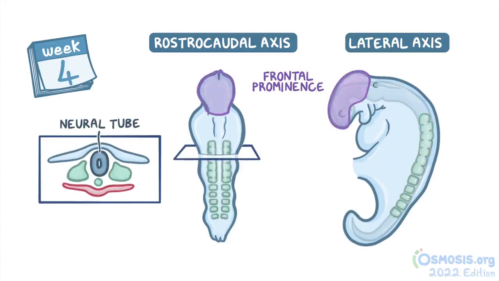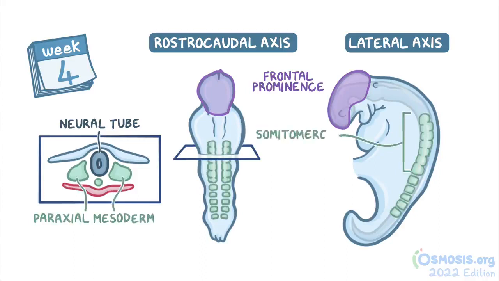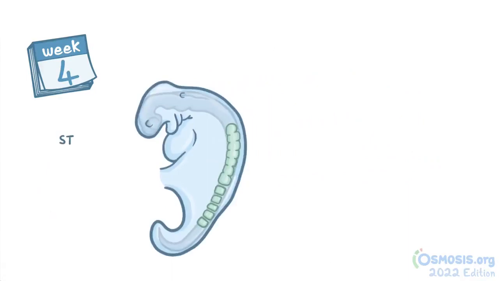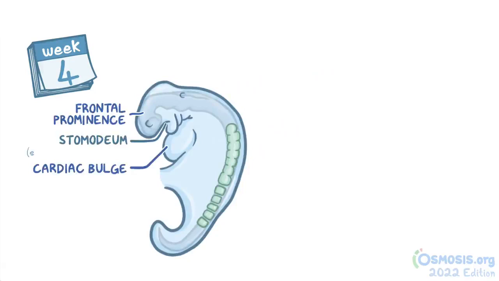Lateral to the neural tube is the paraxial mesoderm, which partially segments rostrally to form somitomeres, and fully segments caudally to form somites, the first in the series being the occipital somites. At this point, a small pit called the stomodeum forms between the frontal prominence and the developing cardiac bulge, and it will eventually become the oral cavity.